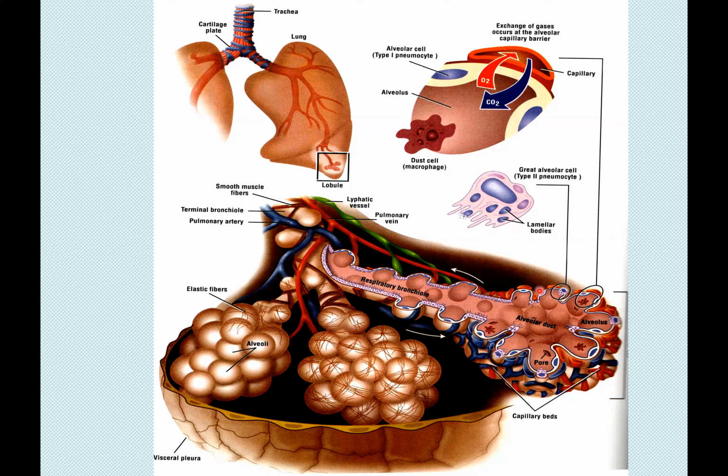The type 1 pneumocytic cells, what are they? What type of epithelia is found there? This is the epithelium I'm talking about. You can see the simple cuboidal epithelium, and then here you can see that it's just a squamous epithelium.